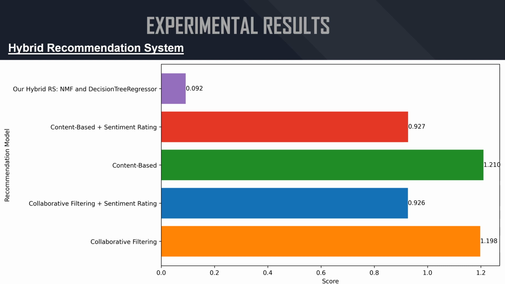1.21, while the content-based with sentiment rating model showed notable enhancements with an RMSE score of 0.9217. However, the standout performer in this comparison is our proposed approach, the NMF and decision tree regression-based hybrid recommendation system, which outperformed all other models with an impressively low RMSE score of 0.092.